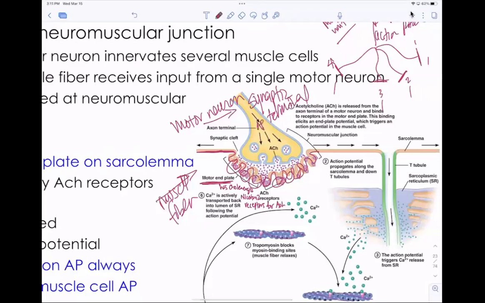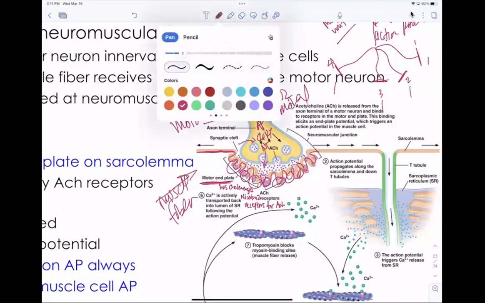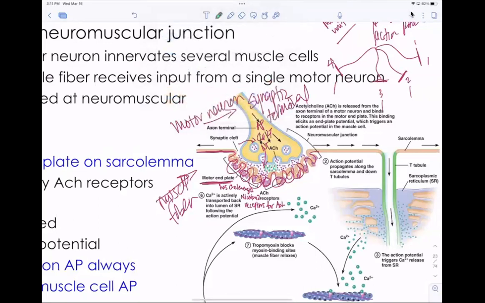And same thing, right? Action potential comes down the synaptic terminal, causes voltage-gated calcium channels to open. Calcium comes in, causes the exocytosis of neurotransmitter, and that neurotransmitter is acetylcholine. Acetylcholine on a nicotinic cholinergic receptor is always excitatory, meaning it's always going to let sodium in, and an action potential is generated. Right? Sodium comes in, a new action potential is generated, and that action potential is going to travel down all of the transverse tubules or T-tubules.